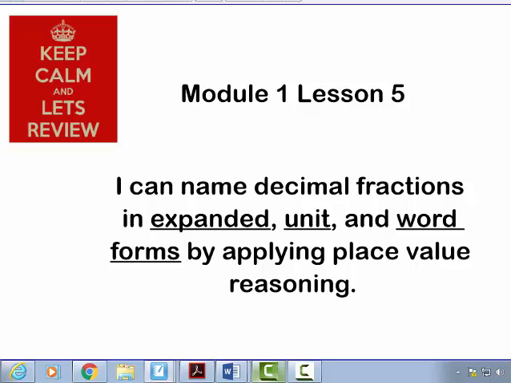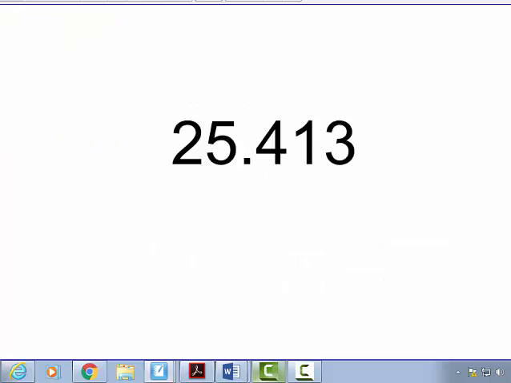Review. Module 1, Lesson 5. I can name decimal fractions in expanded, unit, and word forms by applying place value reasoning. Let's look at the number 25 and 413 thousandths.